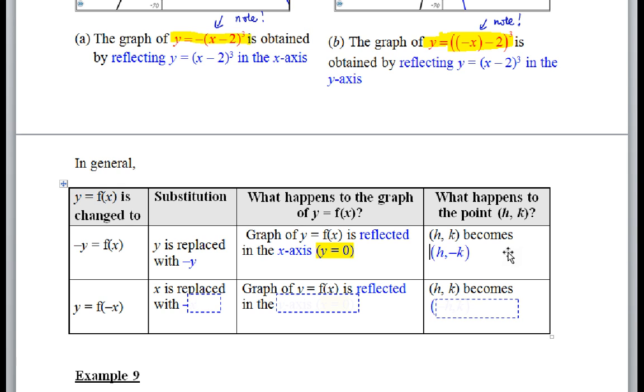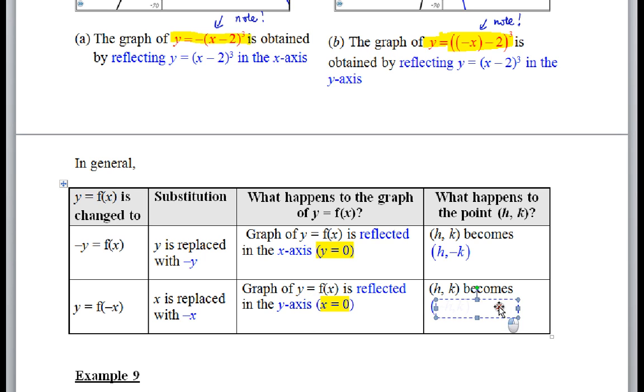Okay, let's check. Y replaced by negative y is actually a reflection in the x-axis, because (h, k) becomes (h, negative k). X replaced with negative x is a reflection in the y-axis, because (h, k) becomes (negative h, k). Okay, thanks. Done.